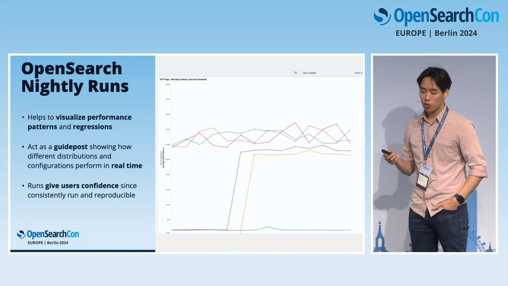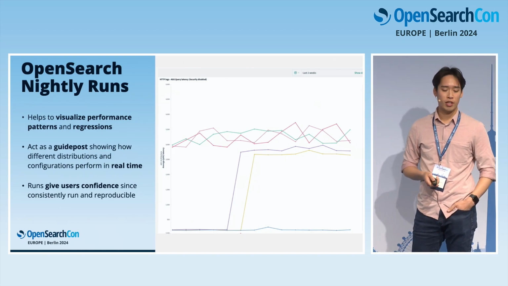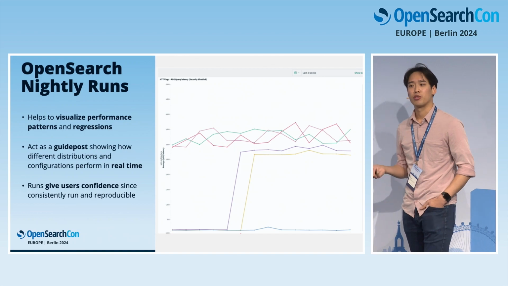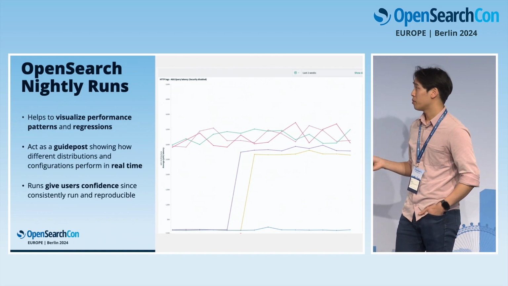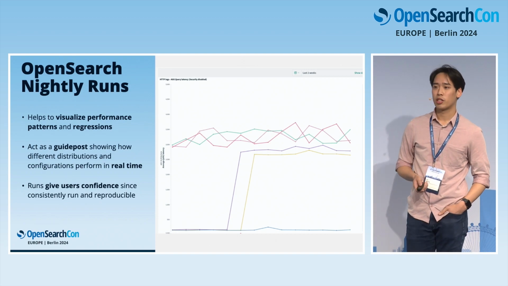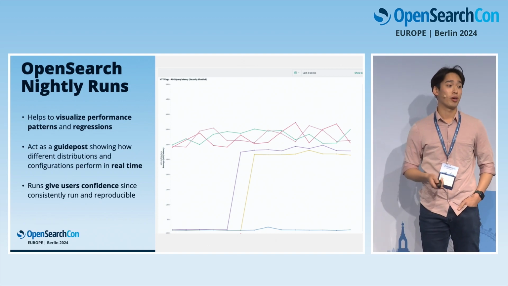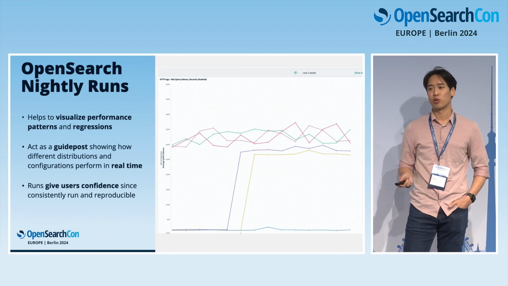So these nightly runs overall act as a great guidepost in understanding how different distributions of OpenSearch and configurations perform in real time against different workloads. And they also give users confidence because they're run on a periodic basis and they're easily reproducible.